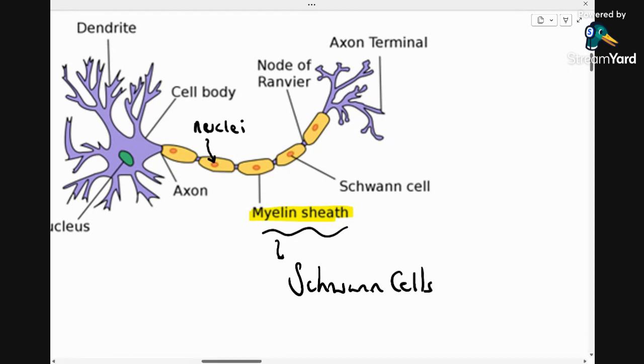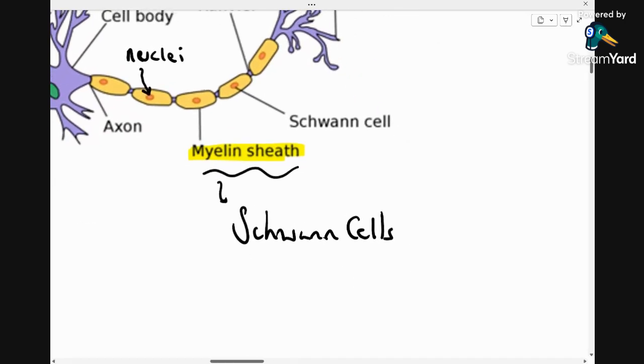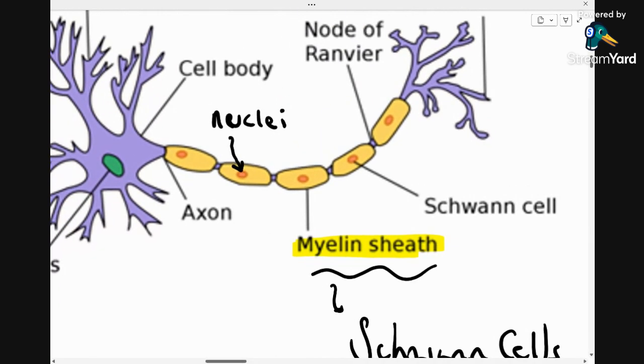At least in the peripheral nervous system, but don't worry too much about that. If you're in the brain, they are made by cells called oligodendrocytes, but we're not going to worry too much about them. But they're called Schwann cells. And the nucleus or the nuclei of the Schwann cell you can see there, essentially, myelin is a fatty substance. It's a lipid that is present within their cell membranes that can wrap around the axon at various points to generate regions of electrical insulation.